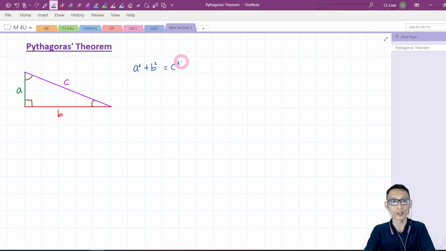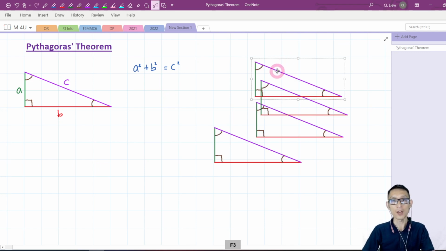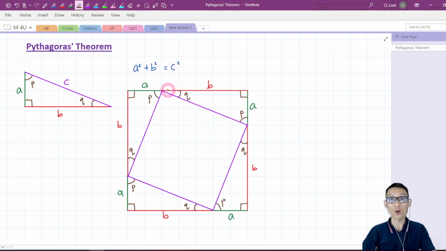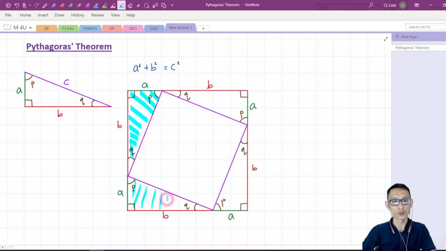In order to show you this, I need 4 congruent right angle triangles. Now I have 4 congruent right angle triangles over here. What I'm going to do next is rearrange all these right angle triangles to form a square. Now I have already arranged all the right angle triangles nicely to form a square. Let's say I want you to find the area of the shaded region here. How do we find the area of the shaded region?